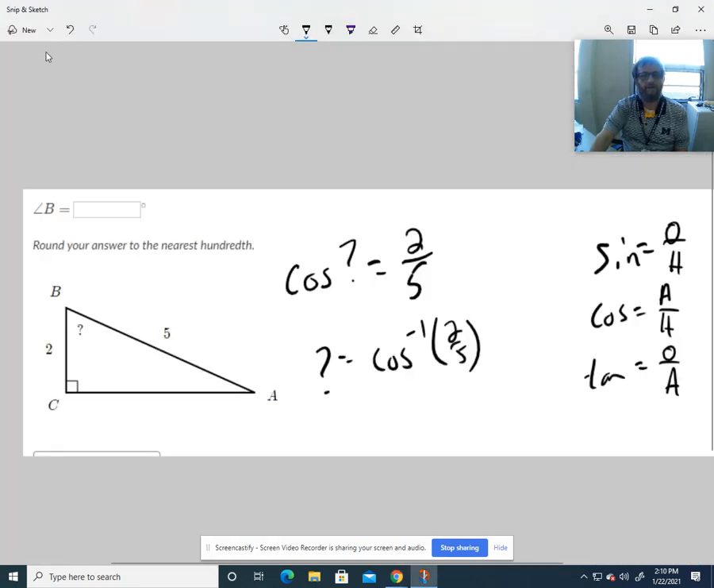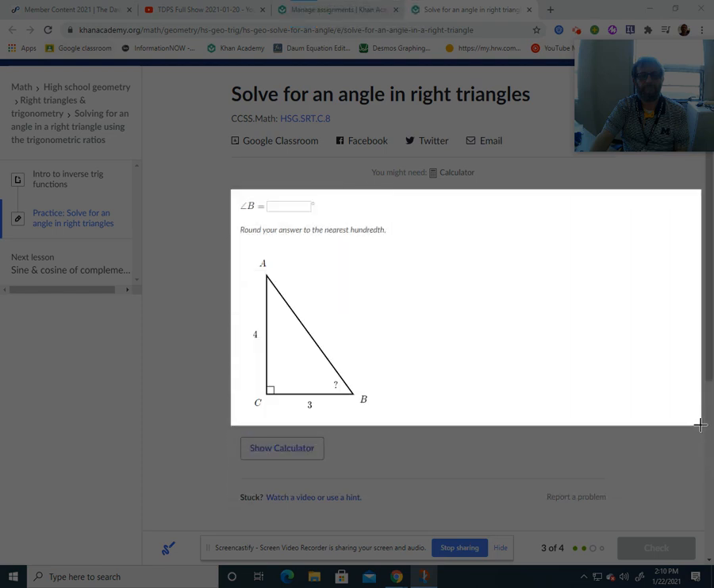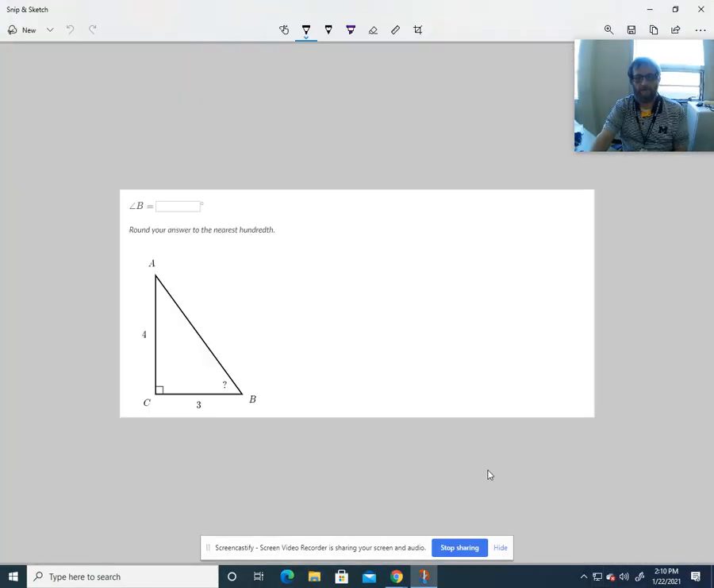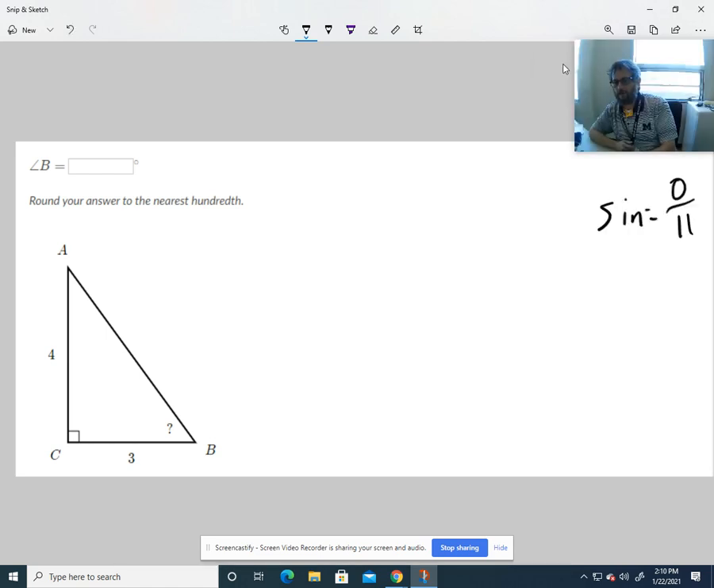All right, let's try again. They're wanting to know the measure of angle B. So for the third time now, I'm just going to keep repeating myself, though it's redundant. The sine is opposite over hypotenuse. The cosine is adjacent over hypotenuse. The tangent is opposite over adjacent.